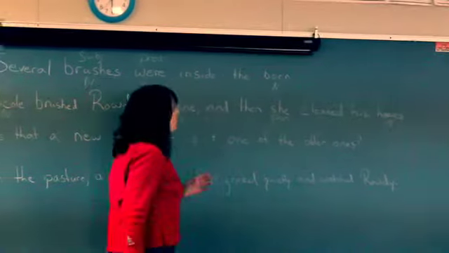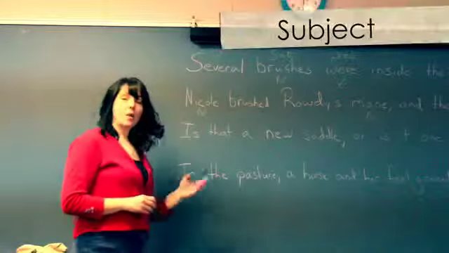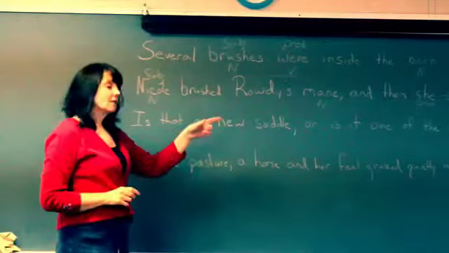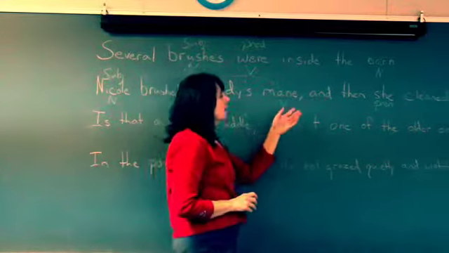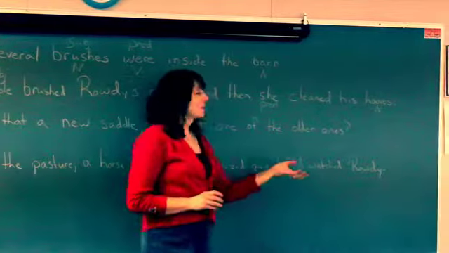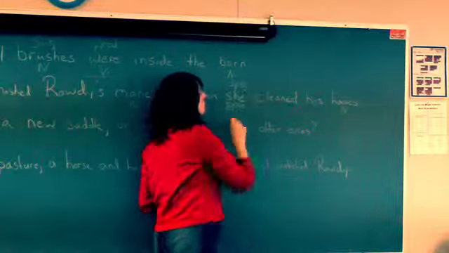So out of those nouns and pronouns, we have to determine which one is our subject. So Nicole is the subject of this sentence. Mane is acting like something else, and I'll get to that in a second. Over here, then she cleaned his hooves. Hooves is not the subject of the sentence. Actually, she is. She's the one doing the action. So she is the subject.